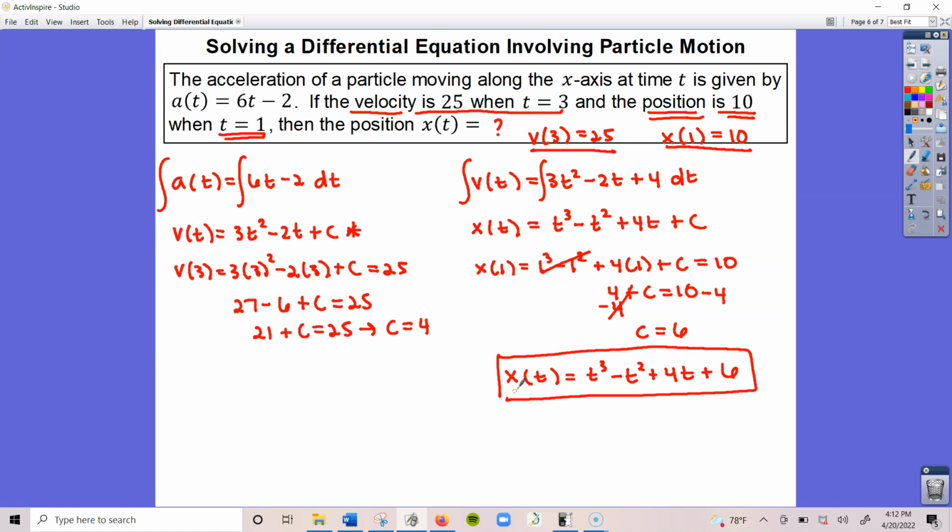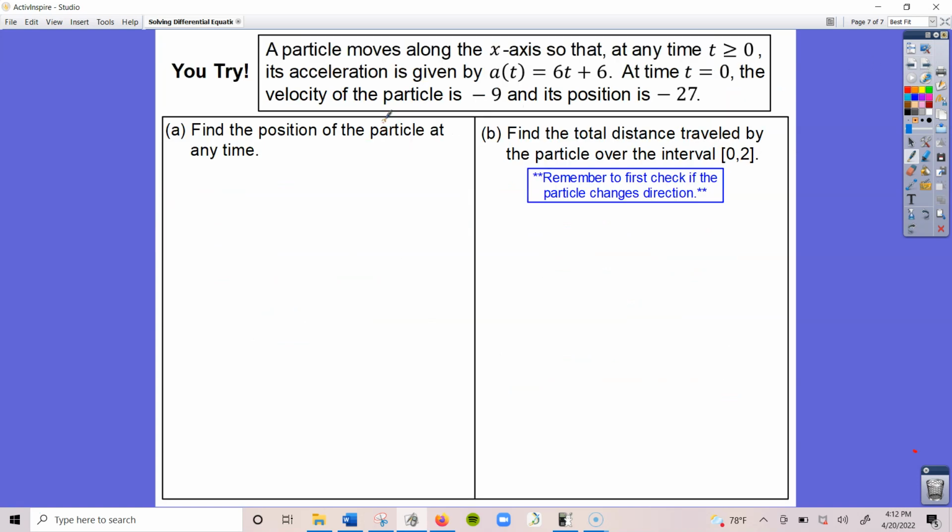Let's look at a couple more particle motion questions. Here we have that a particle moves along the x-axis so that at any time t greater than or equal to 0, its acceleration is given by a of t is equal to 6t plus 6. At time t equal to 0, the velocity of the particle is negative 9, and its position is negative 27. So what I have here is that v of 0 is equal to negative 9, and we'll call it p of 0 is going to equal negative 27.